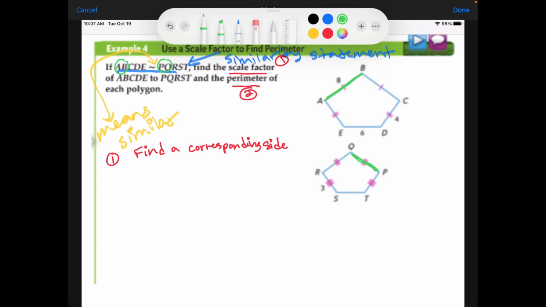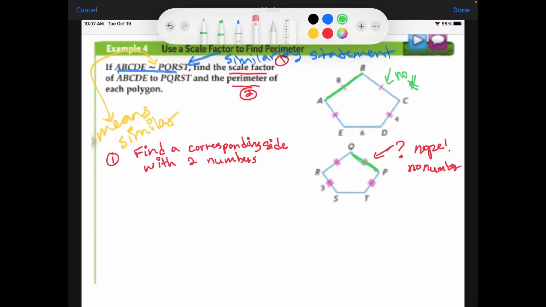Now, can I use this? I should have a corresponding side with two numbers available to use. Is there a number here? Nope. No number. Right? So we can't use that one. Okay? So let's try another set of sides that would work.